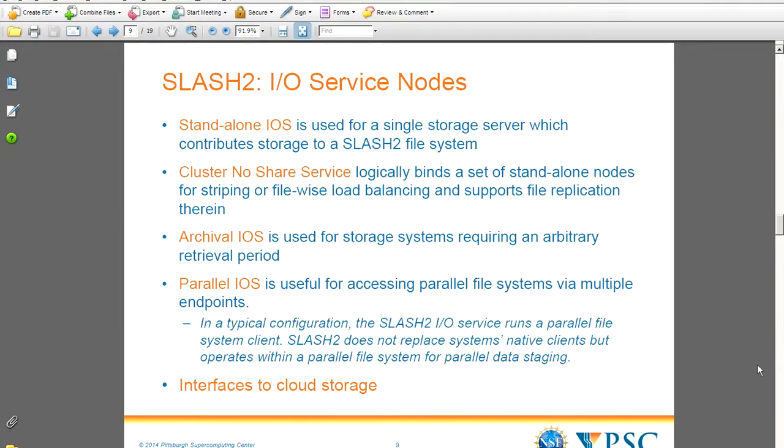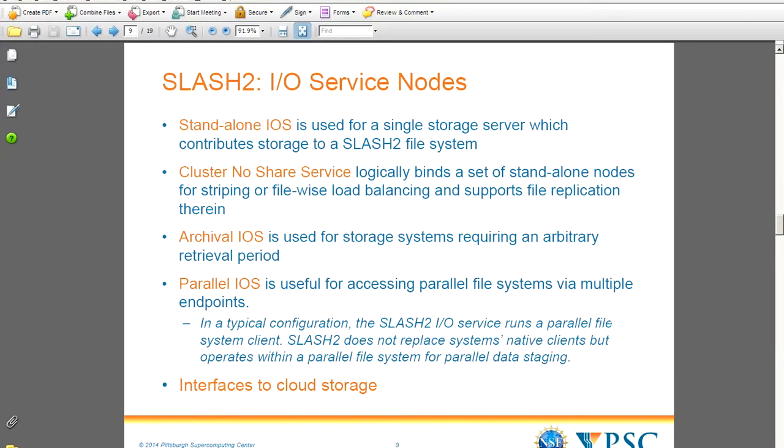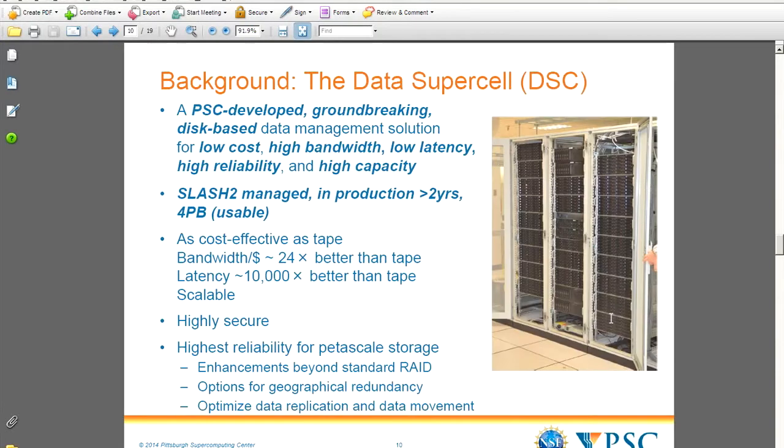The IO service nodes, this is drilling down a bit deeper into what we had on the previous slide. And I want to skip most of these because they're beyond what we're talking about here. But the one I want to mention is at the very bottom, and that's that we do have interfaces built into cloud storage. So J. Ray Scott and his team have built in interfaces to things like Amazon EC2 and Google's cloud when we want to federate across to other things that users are using. Slide 10, please.